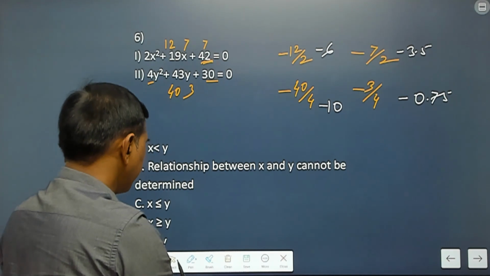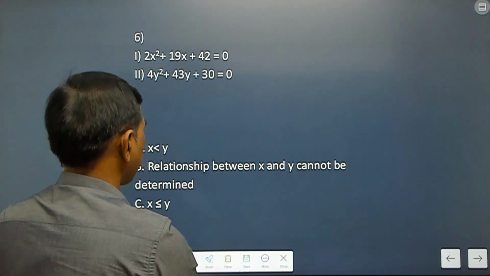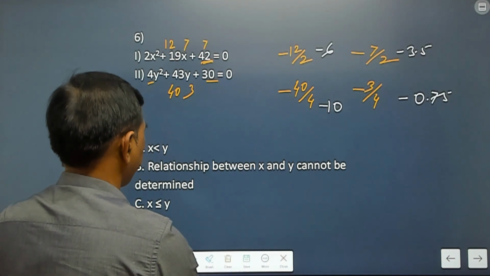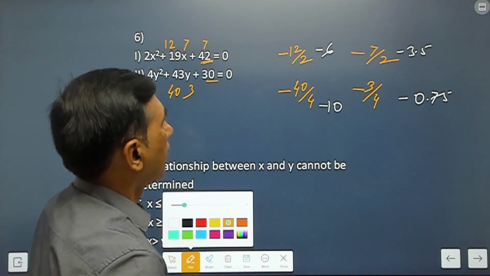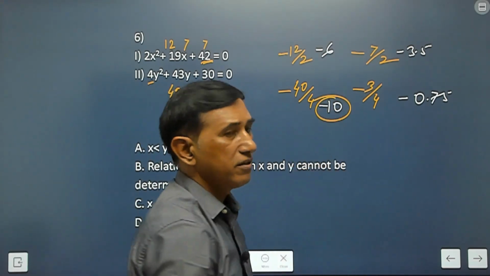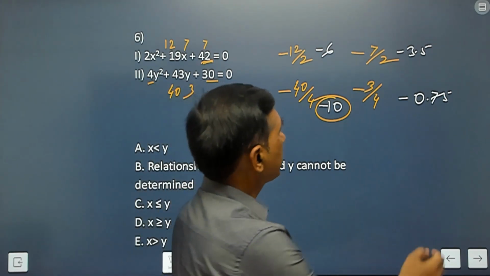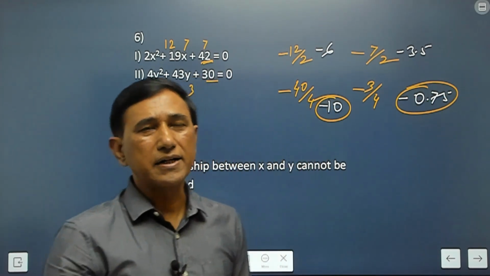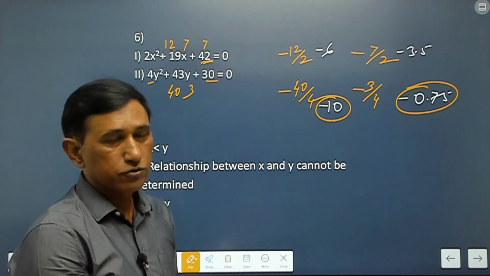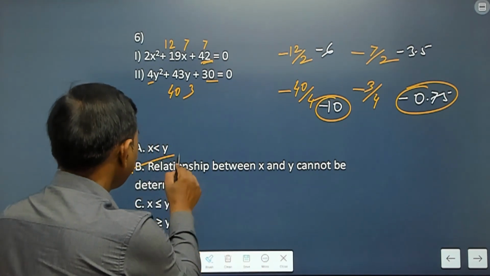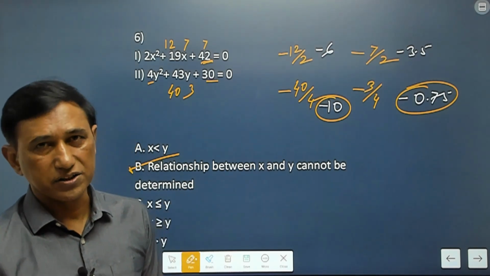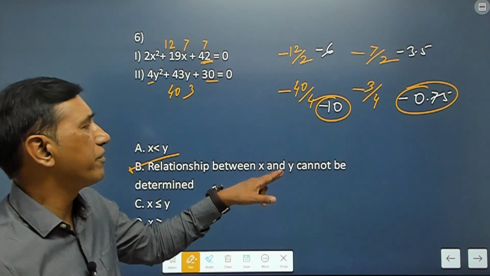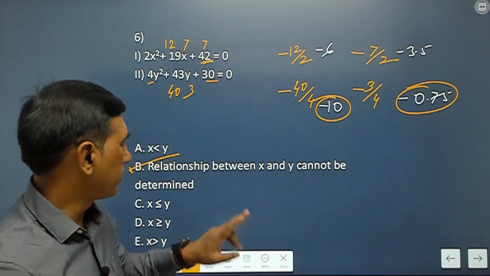So what has happened here is minus 10 is smallest of all and minus 0.75 is greater than all others. So you cannot have any concrete relation. So a relationship between x and y cannot be determined.